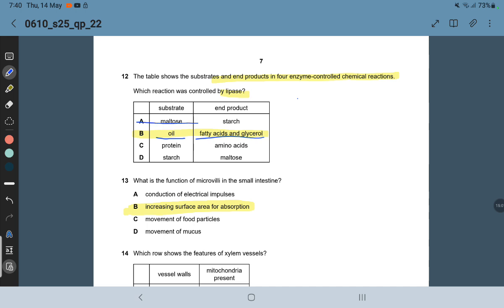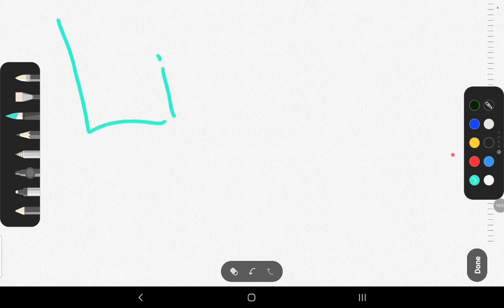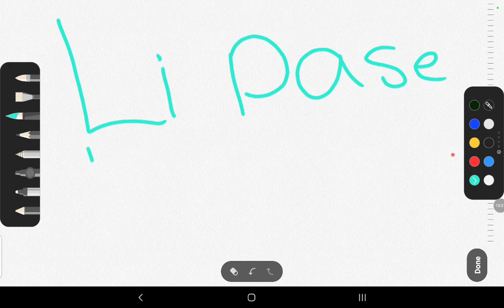Can I say maltose? No, it's broken down by maltase. Protein is broken down by either pepsin or trypsin, and we talked about it in the previous video of the May-June 2025 variant 1 paper 2. And starch is hydrolyzed first by amylase, so it is not by lipase. I can also give you a mnemonic to memorize it for a longer period of time: lipase, watch out, lipids.